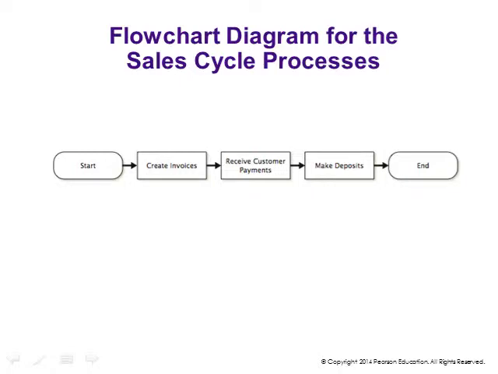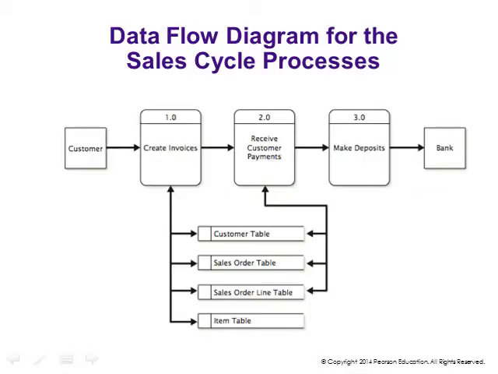And this is what that flowchart diagram would look like. We have a start, we create invoices, we receive customer payments, we make deposits, and then we're at the end of the process. Each of these components, the start, the create, the receive, make, or end, are illustrated by these symbols. And each of these symbols within standard flowcharting technique have specific meaning that, as you become more familiar using flowcharts, you'll understand.